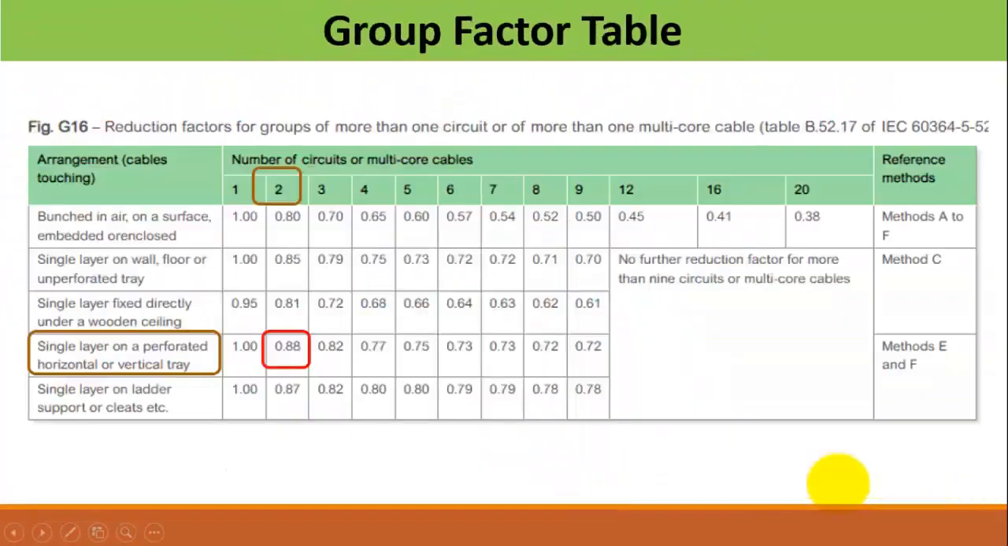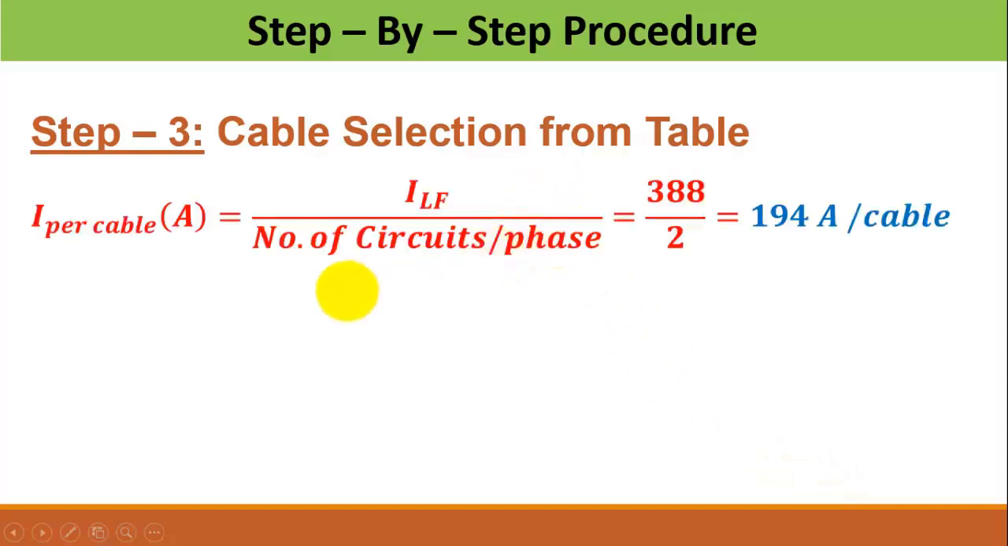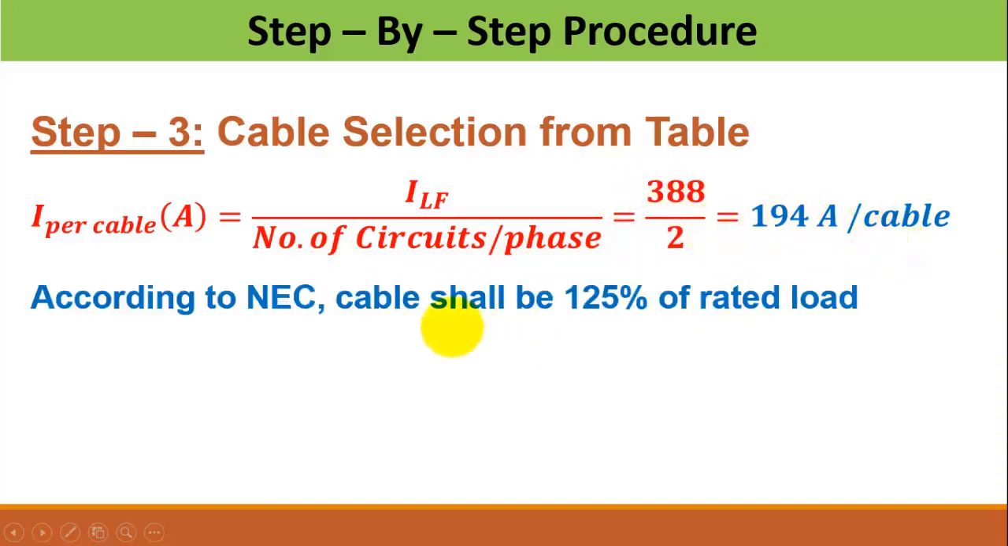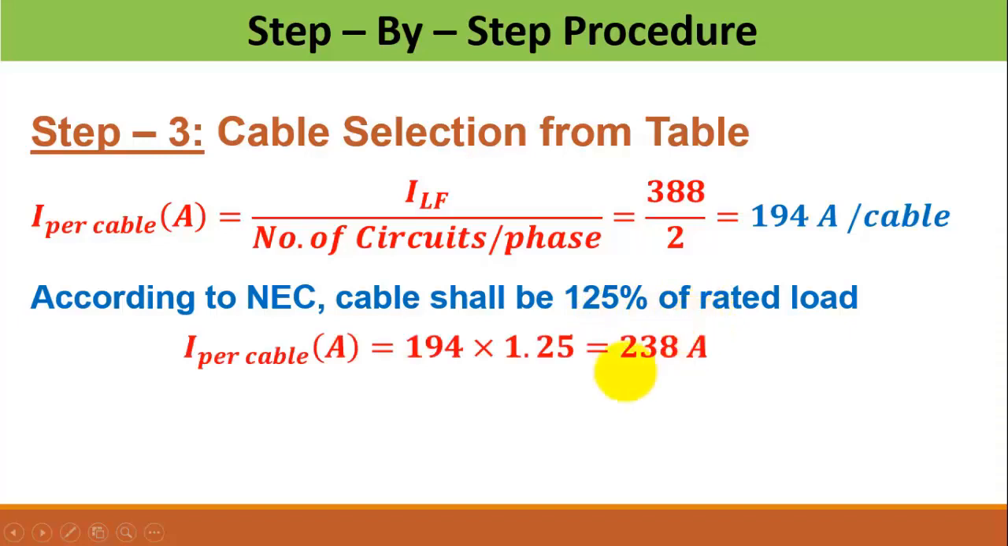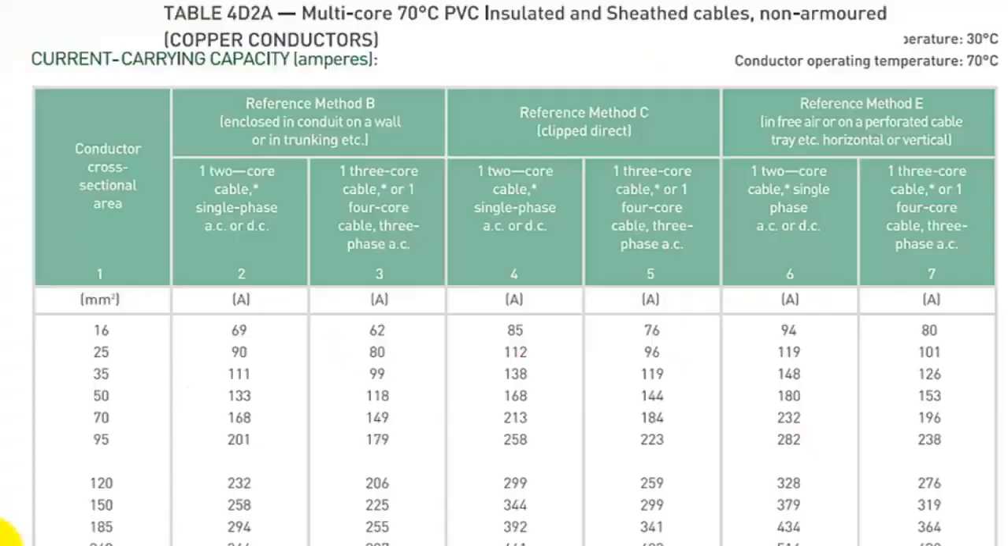The next step is to select the cable size from the table. First of all, divide the total current by the number of circuits. The current comes out to be 194 ampere. Now here you will apply the NEC standard, which states that conductor size shall be 125% of rated load. Now multiply load current with 1.25 to get the final current, which is 238 ampere. For 238 ampere, we have to select the cable from the table.